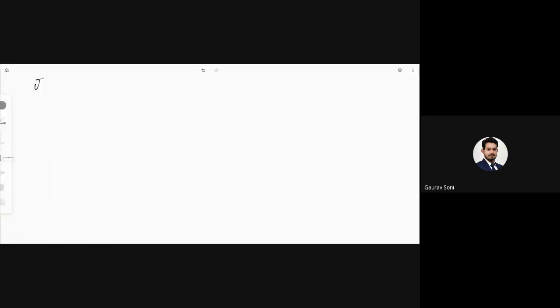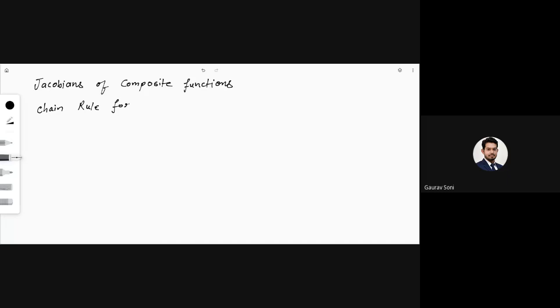Next is Jacobians of composite functions. In this, what we are going to see is the chain rule for Jacobians.